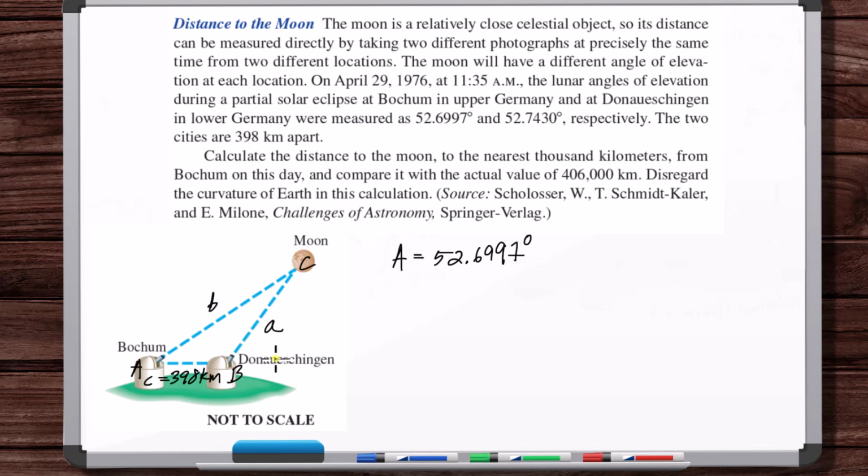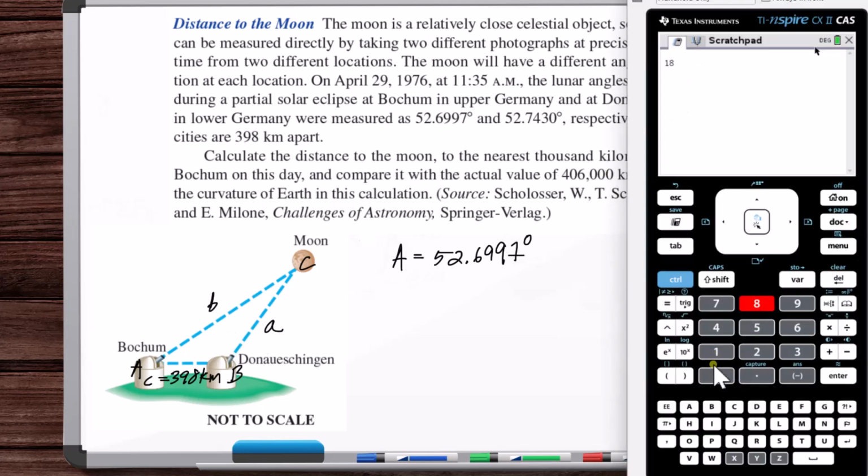But we can get angle B from that, because we can see that this angle is supplementary to angle B. So we can take 180 minus 52.7430, and 127.257 is angle B.